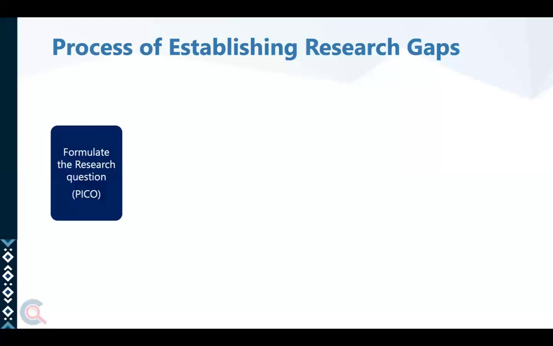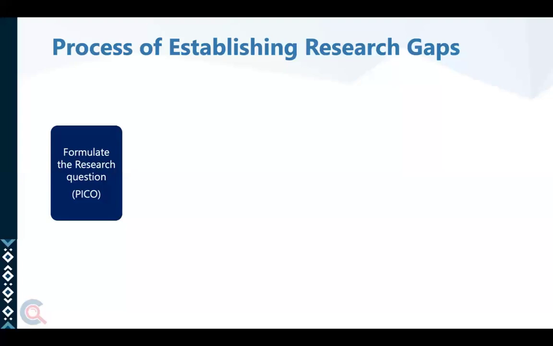So I'm going to highlight some steps here on how you can go about establishing research gaps or finding them. And these steps are very much connected to what we saw in our previous presentations in the weeks that we've been in this program so far. Like anything in research, as we mentioned in the first presentation on research questions, you have to formulate a proper and effective research question. The PICO framework is really a great way that you can do this. So always start with the PICO framework.